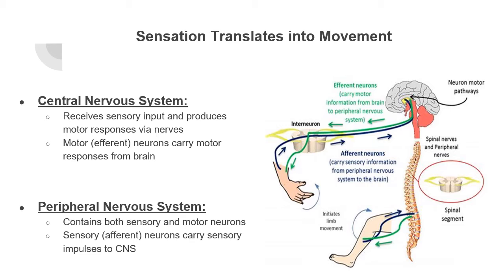The peripheral nervous system contains both sensory and motor neurons, specifically the sensory or afferent neurons, which carry sensory impulses to the central nervous system, which are then relayed back to the brain as feedback. After movement has been initiated, the body will receive some input about the movement. This information will be relayed through the peripheral nervous system via the afferent neurons up to the central nervous system, which will then carry it to the brain to be perceived as feedback.